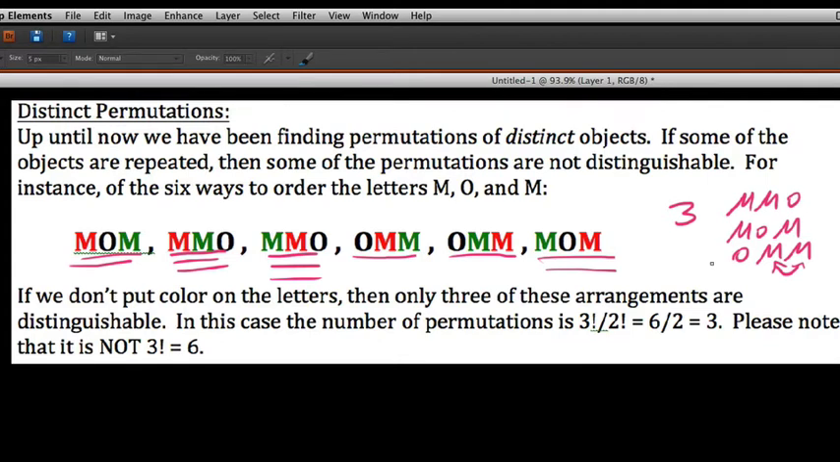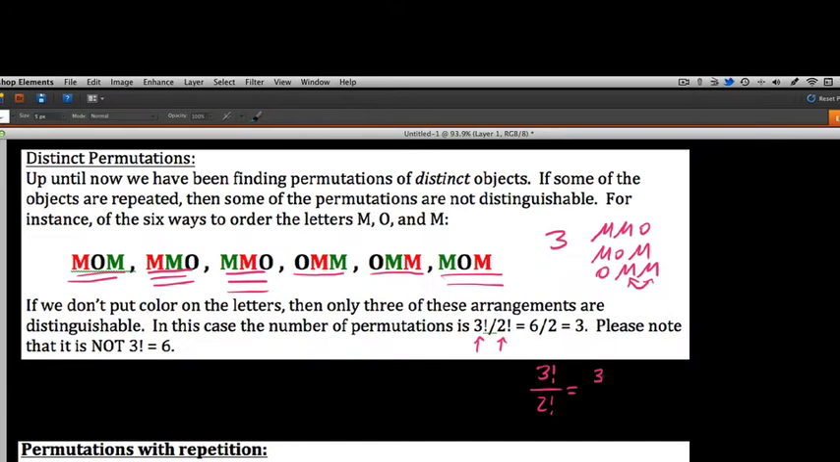What I want to point out is this. In this case the number of permutations is 3 factorial divided by 2 factorial. And again, recall that 3 factorial over 2 factorial just means 3 times 2 times 1 all over 2 times 1. On the bottom here, this 2 times 1 cancels out with the 2 times 1 on top. We just get left with 3 over 1, or just 3. And this is very, very important.